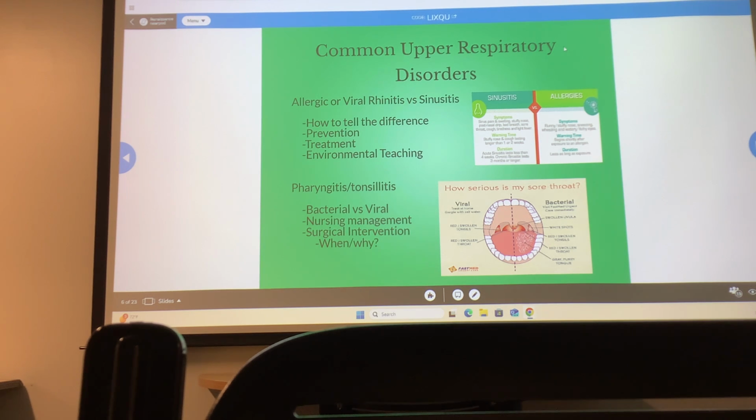What about with sinusitis or sinus infection? Because it's bacterial, antibiotics, right? Absolutely. So antibiotics, and again, treat the symptoms, right? If they're dehydrated, give them fluids, okay?